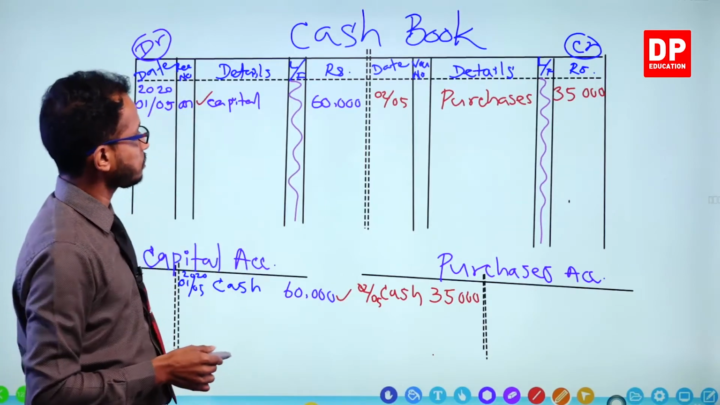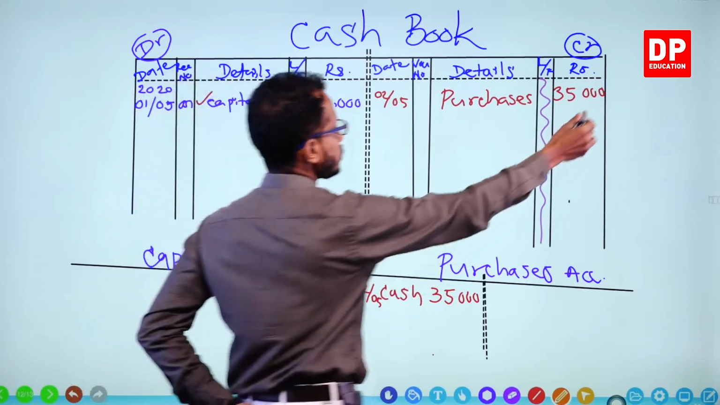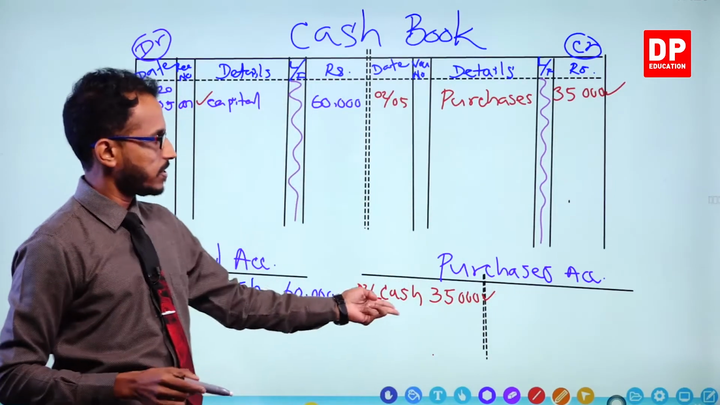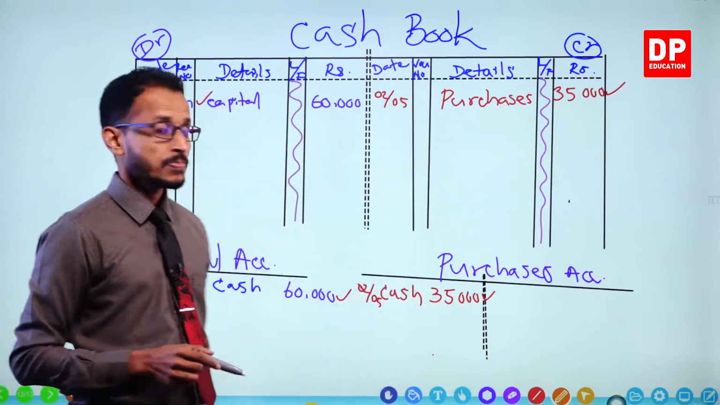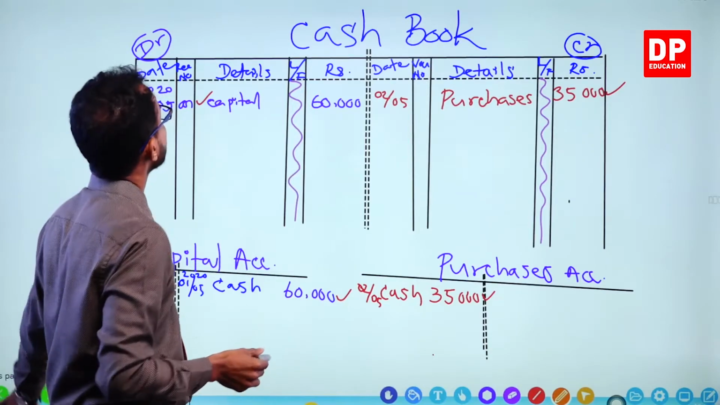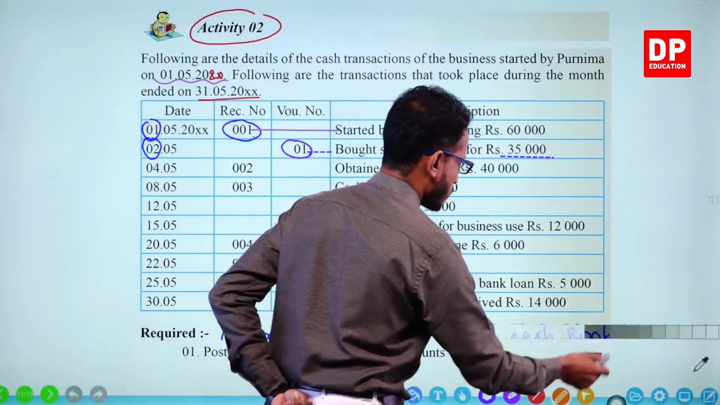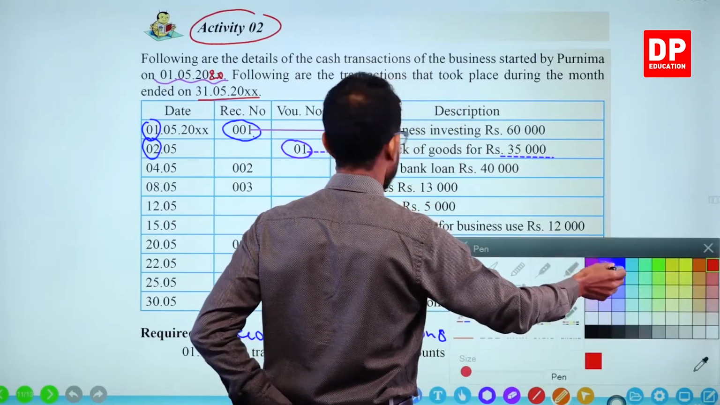Okay, that is done. Double entry is done. Credit entry, debit entry. Debit entry, credit entry. Let's do one more, shall we? 4th May. There is another transaction on 4th May.